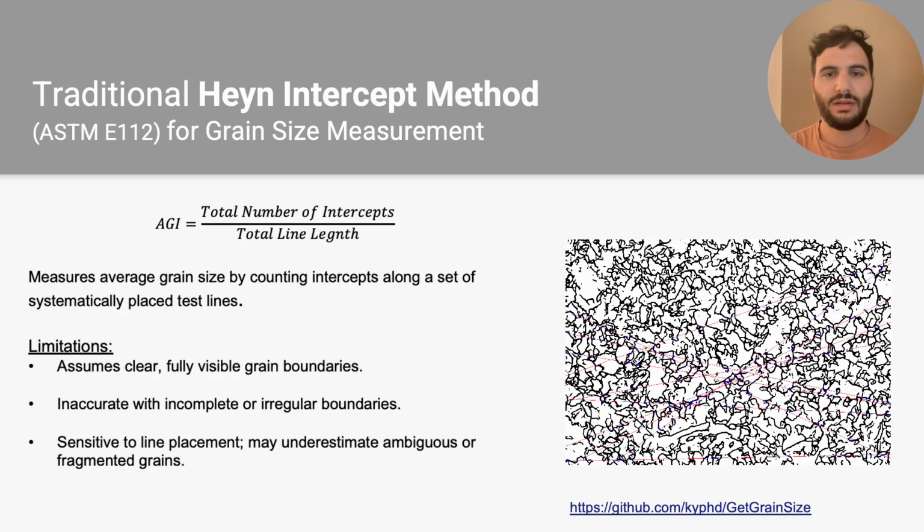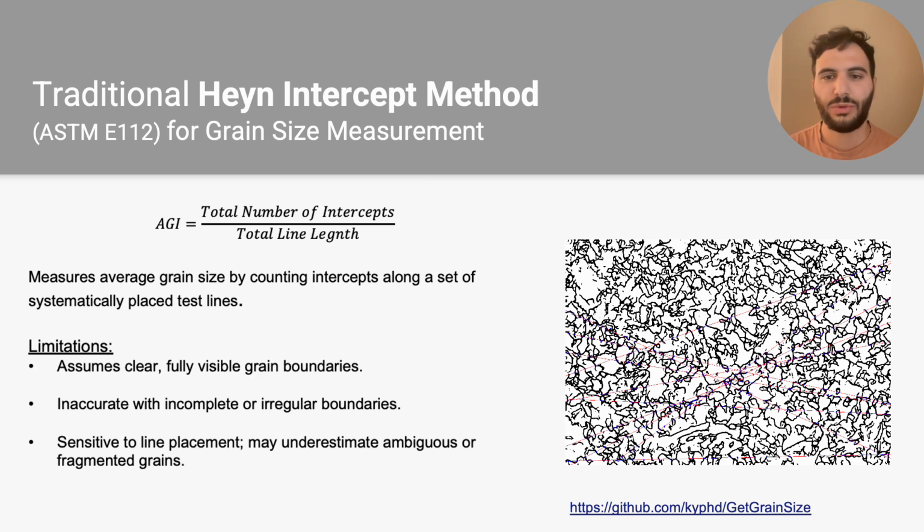Usually, the Heyn intercept method is used to estimate average grain size by counting how many times test lines intersect grain boundaries. It's standardized under ASTM E112 and is still commonly used due to its simplicity. However, it has several limitations.